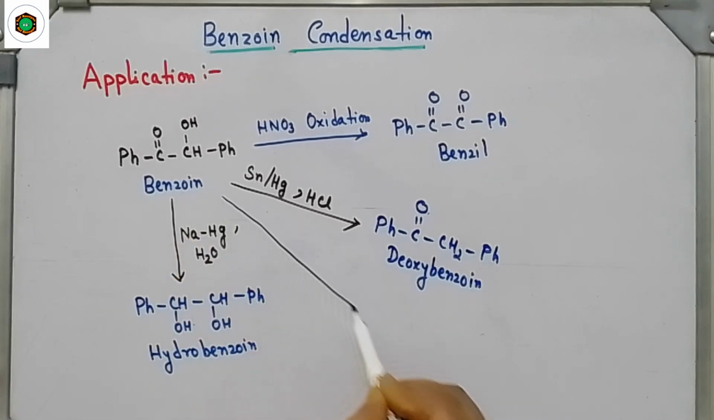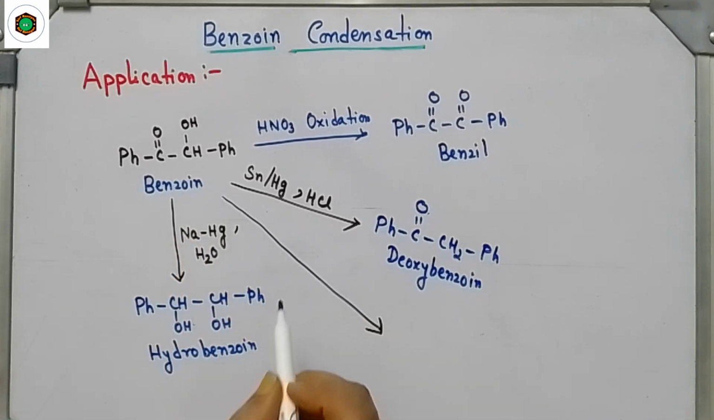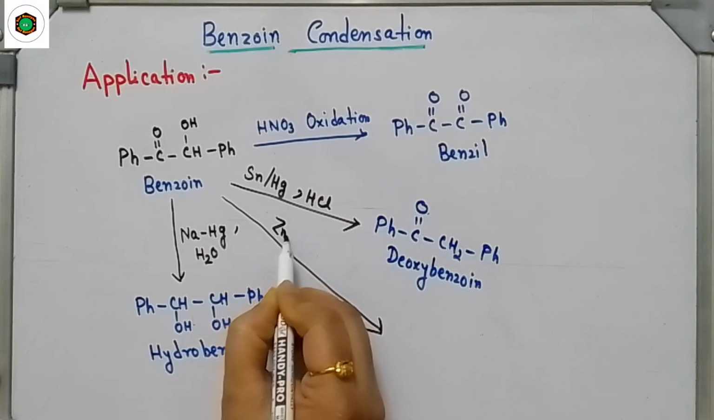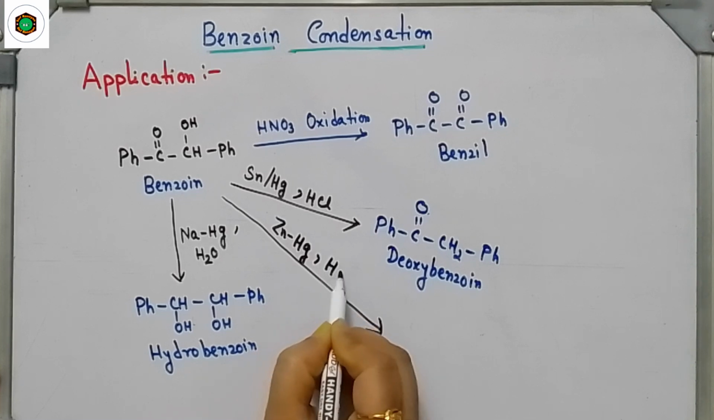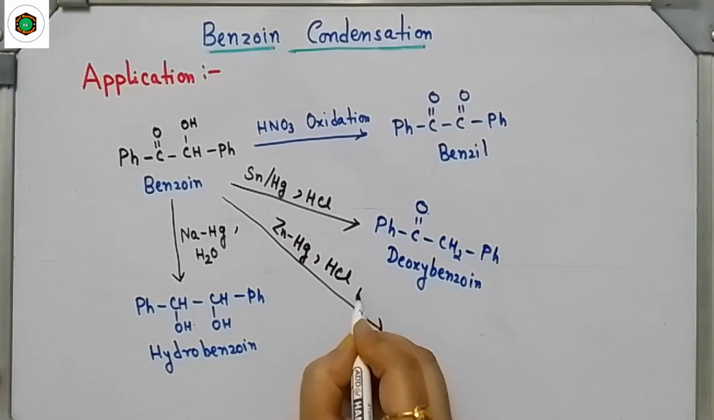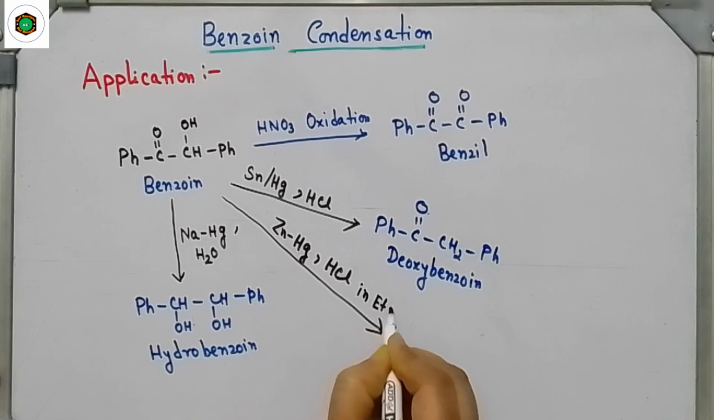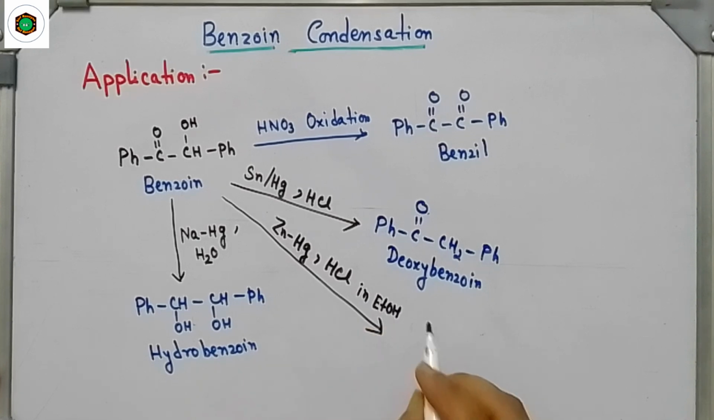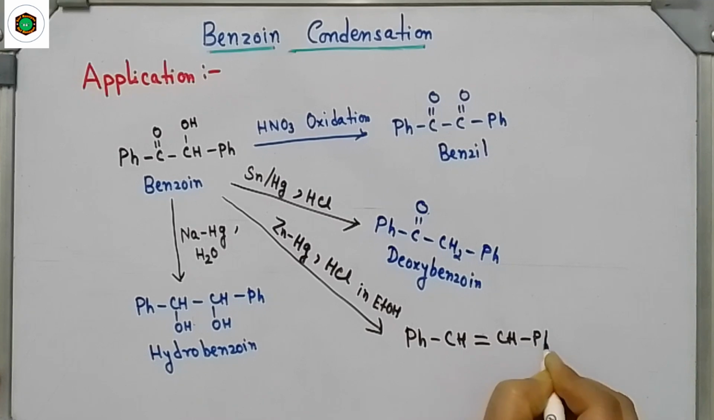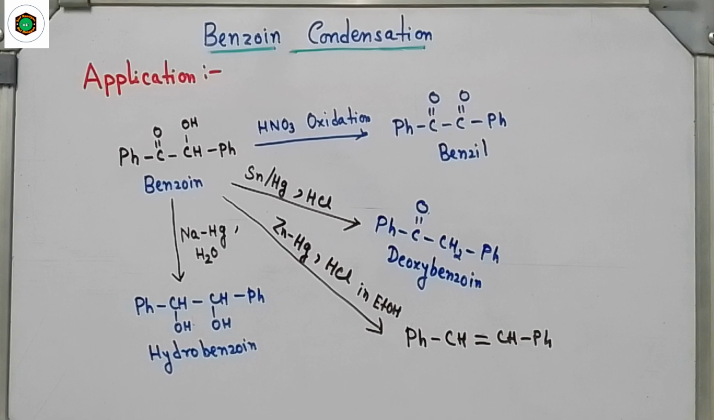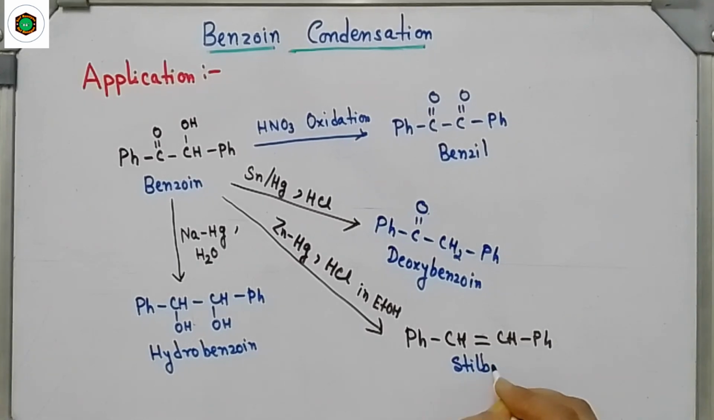Similarly, from benzoin, by reduction with zinc amalgam, hydrochloric acid in ethanol solvent, you will get stilbene, Ph CH double bond CH Ph. This is very effective method for the synthesis of stilbene. Here also reduction is taking place.